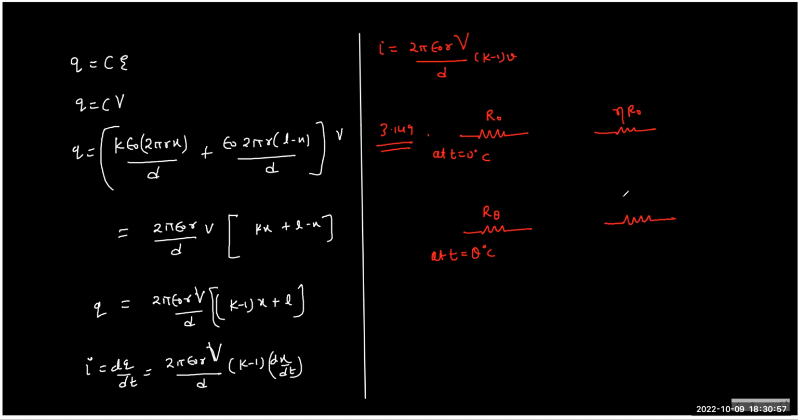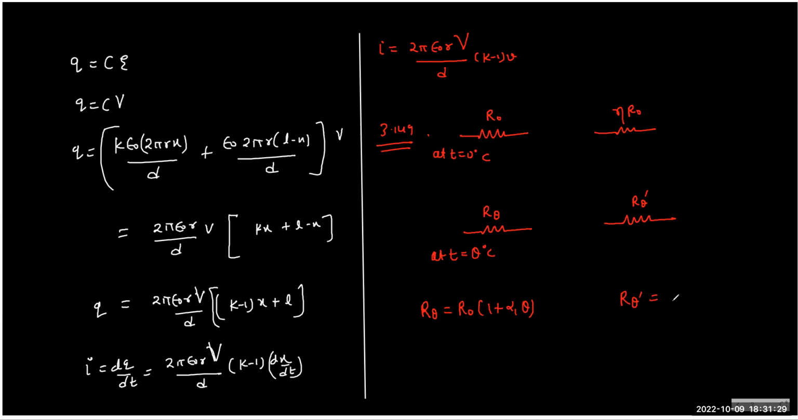So this will become how much? So we have to calculate. Or you can just call this as R theta dash. They have different initial values, they have different alpha. So the relationship between R and temperature is R at temperature theta equals R initial into 1 plus alpha 1 into theta. Do you remember the formula?